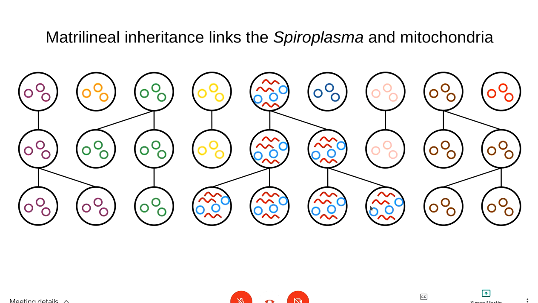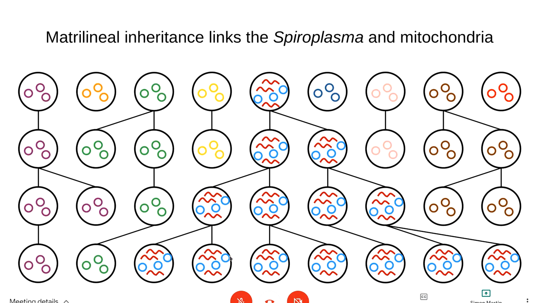So there should be a perfect link between every infected mother and the mitochondria of all of her descendants. And so here we have a bunch of descendants that have all inherited the same blue mitochondria. So one way to understand where this spiroplasma has come from is actually to look at the mitochondria of these individual females in the contact zone.